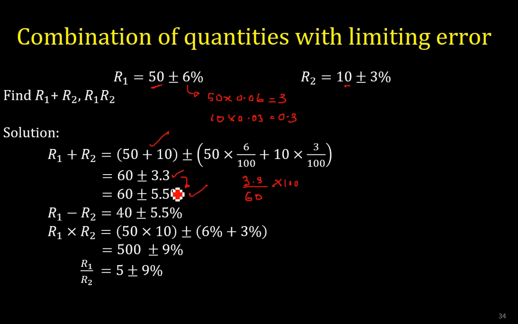So when you divide and multiply, you add up the percentage errors directly. That is easy. And when you go for addition and subtraction of quantities with limiting error, you have to calculate the absolute values, sum them together, get the absolute value of the error, and then convert it into the percentage value. That's what you have to do.